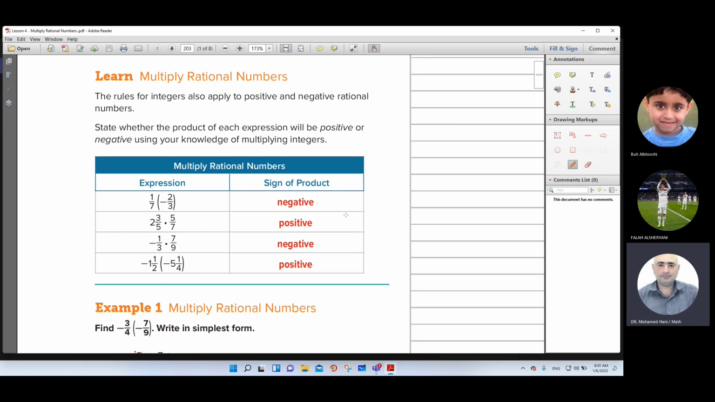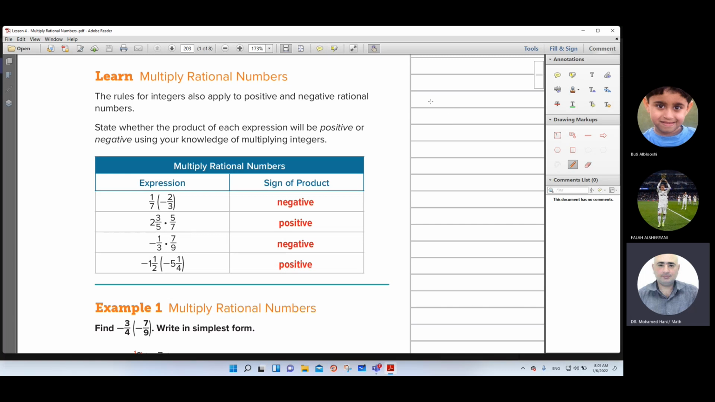As you see in this table, we have the expression and the sign of the product. Positive times negative will be negative. Positive times positive will be positive. Negative times positive will be negative. And negative times negative will be positive.